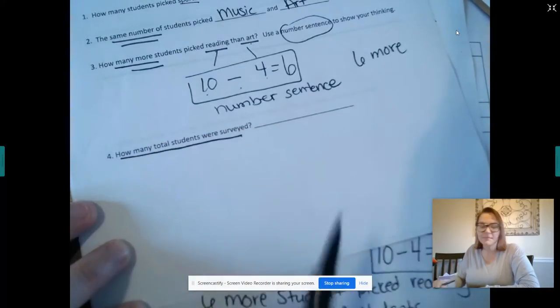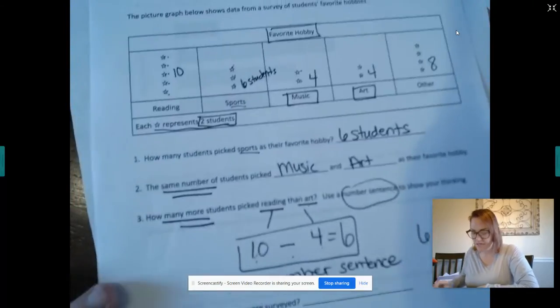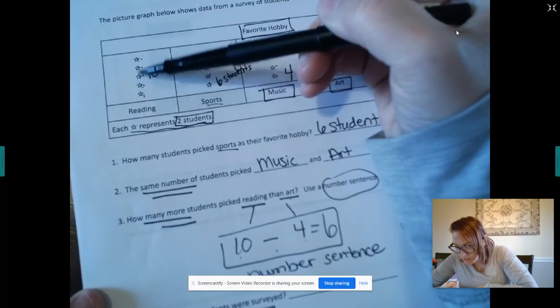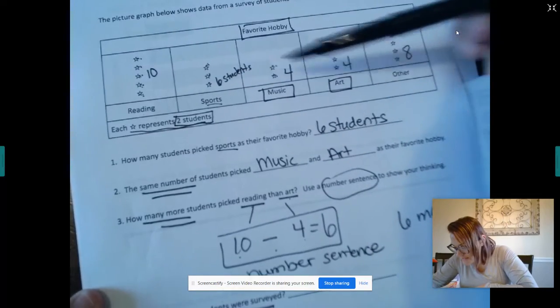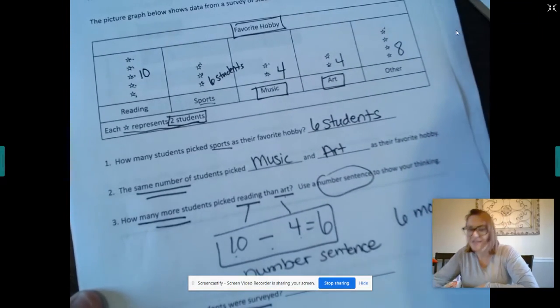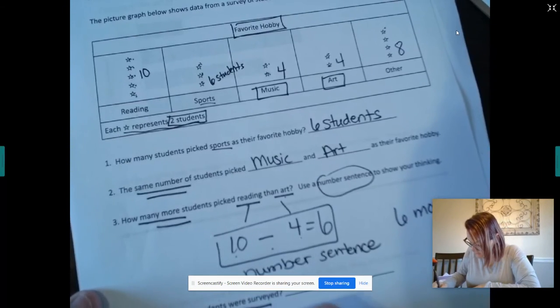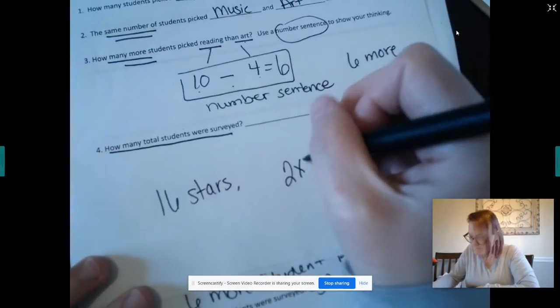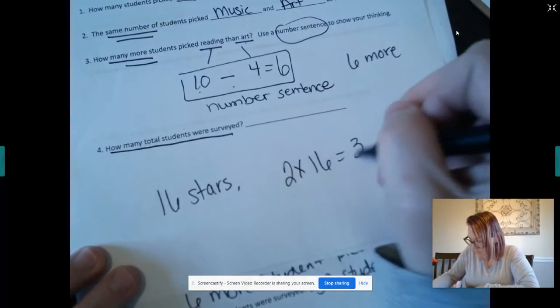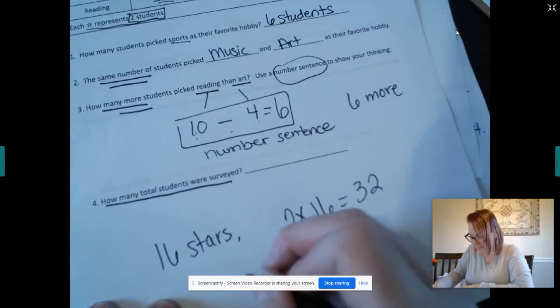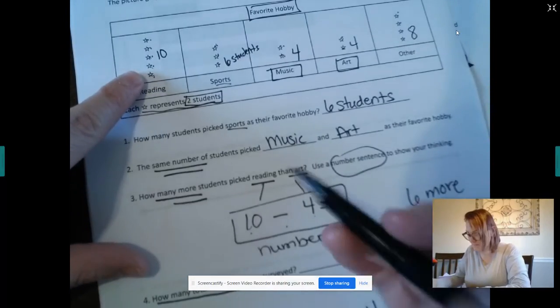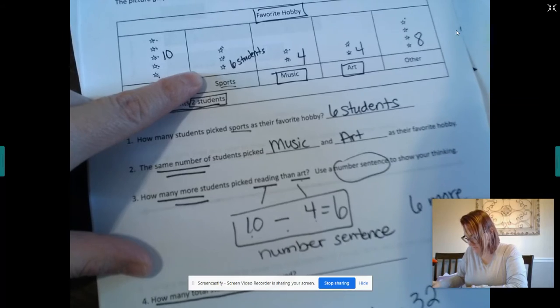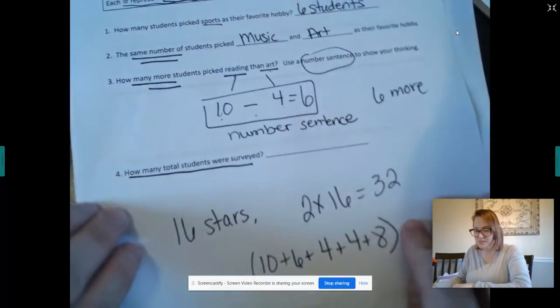How many total students were surveyed? So we've already added those up, but we have a total of 1, 2, 3, 4, 5, 6, 7, 8, 9, 10, 11, 12, 13, 14, 15, 16 stars. So we have 16 stars. Each star is worth 2 students. So 2 times 16, 32. And also if we added these up, we figured out there was 10 plus 6 plus 4 plus 4 plus 8. We would get the same, 32 students.